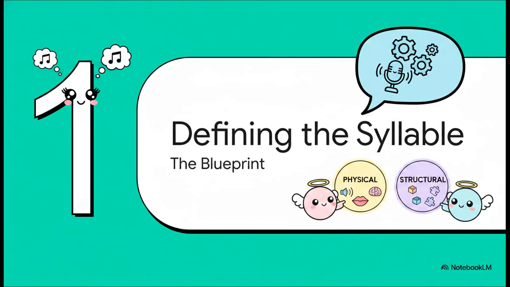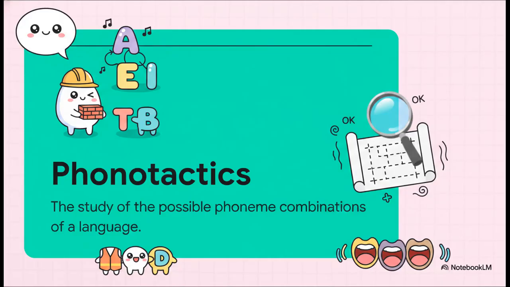All right, part 1, defining the syllable. The blueprint. Okay, let's dive right into this blueprint. To truly master English pronunciation, we have to look at the syllable from two totally different angles, the physical and the structural. Phonetically, we're talking about physical airflow. The center of a syllable is usually a loud, clear vowel where the air flows freely, surrounded by consonants that obstruct that air. But phonologically, that's where we get into phonotactics.